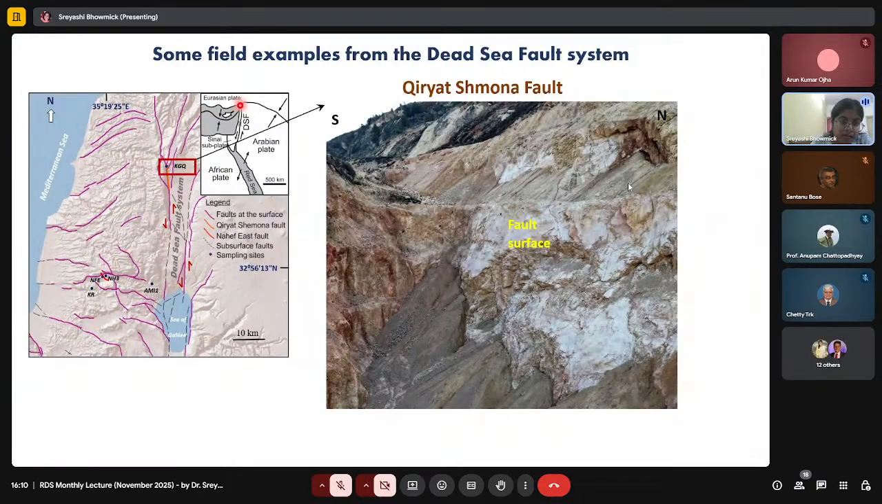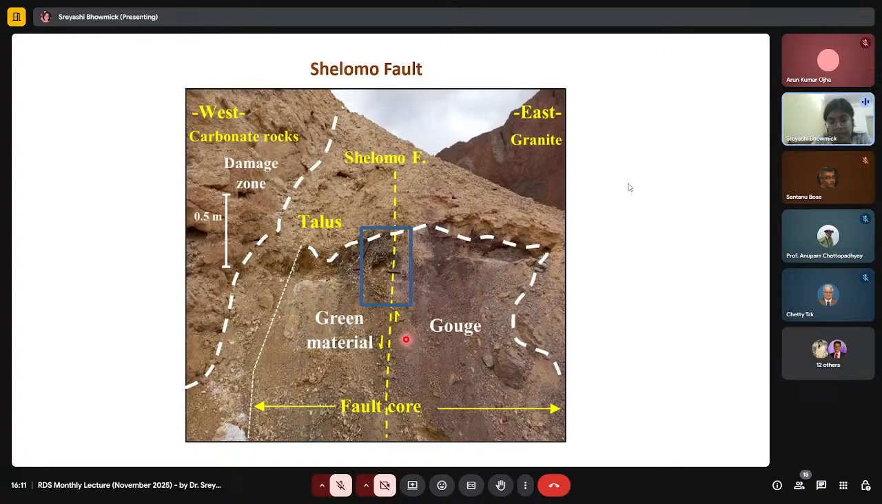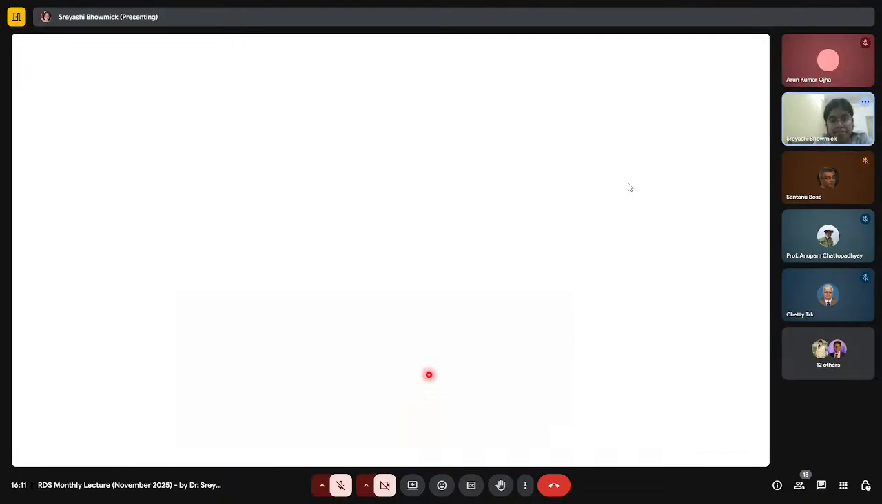Now, if we move down south of the DSF, here there's an extensional tectonic setting. So we see a lot of graben structures, and we also see normal faulting around this region. And this also preserves, I will show you another field example here. In this region, we have excellent preservation of the fault cores. So you can see this is the fault gouge material, and there is also evidence for clay smearing within the core. So this is how the faults look in and around the Dead Sea.